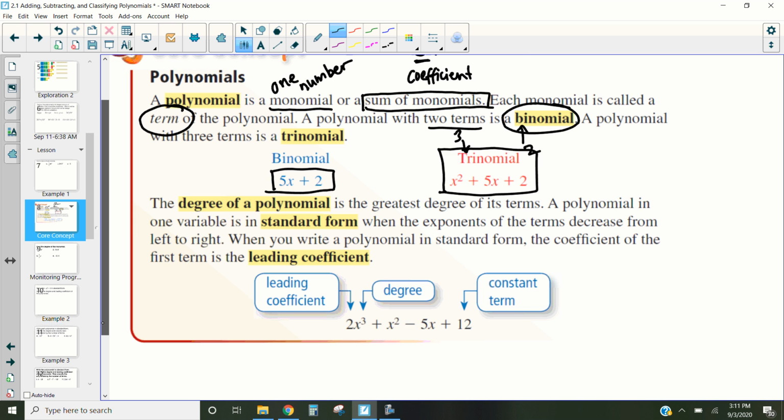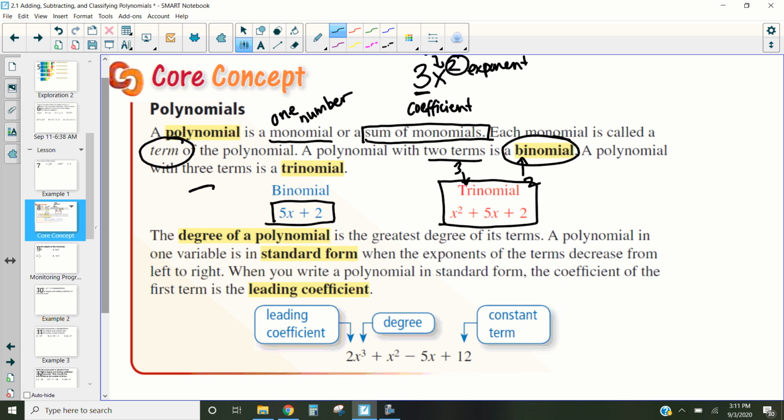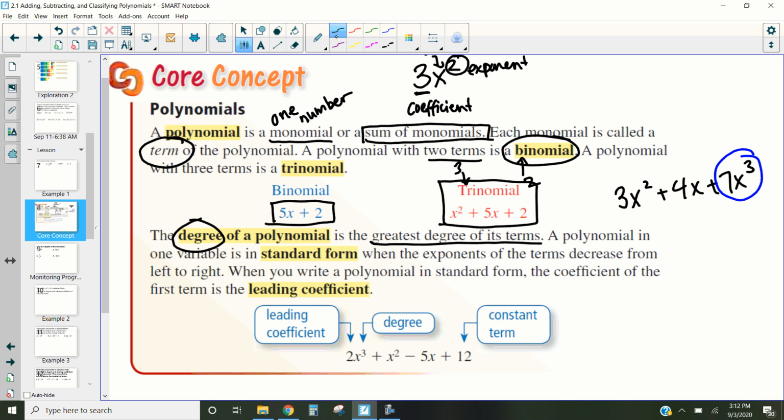The other way we're going to classify these polynomials is by the degree of a polynomial. The degree of a polynomial refers to the greatest degree between all of its terms. So, for example, if I had something like 3x squared plus 4x plus 7x cubed, the greatest degree in this case is going to be that x cubed. So our degree of this polynomial is going to be 3, because it's the greatest one. Even though it's not in the front, we're looking at what is the greatest value there.